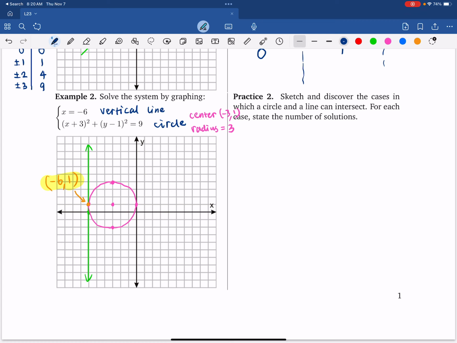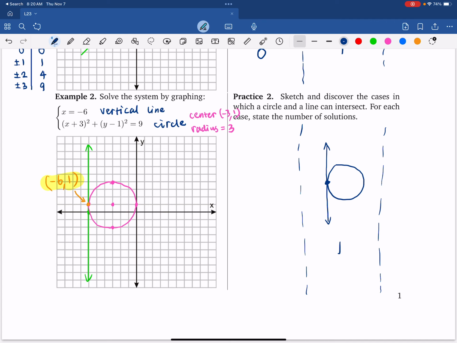Practice 2 says you're going to sketch and discover the cases in which a circle and a line can intersect. For each case, you're going to state the number of solutions. And we have one case where we have a circle and we have a line, right? And there's just one point of intersection, so the number of solutions is 1. Can you come up with other cases? So I'm going to give you some time to think about this.